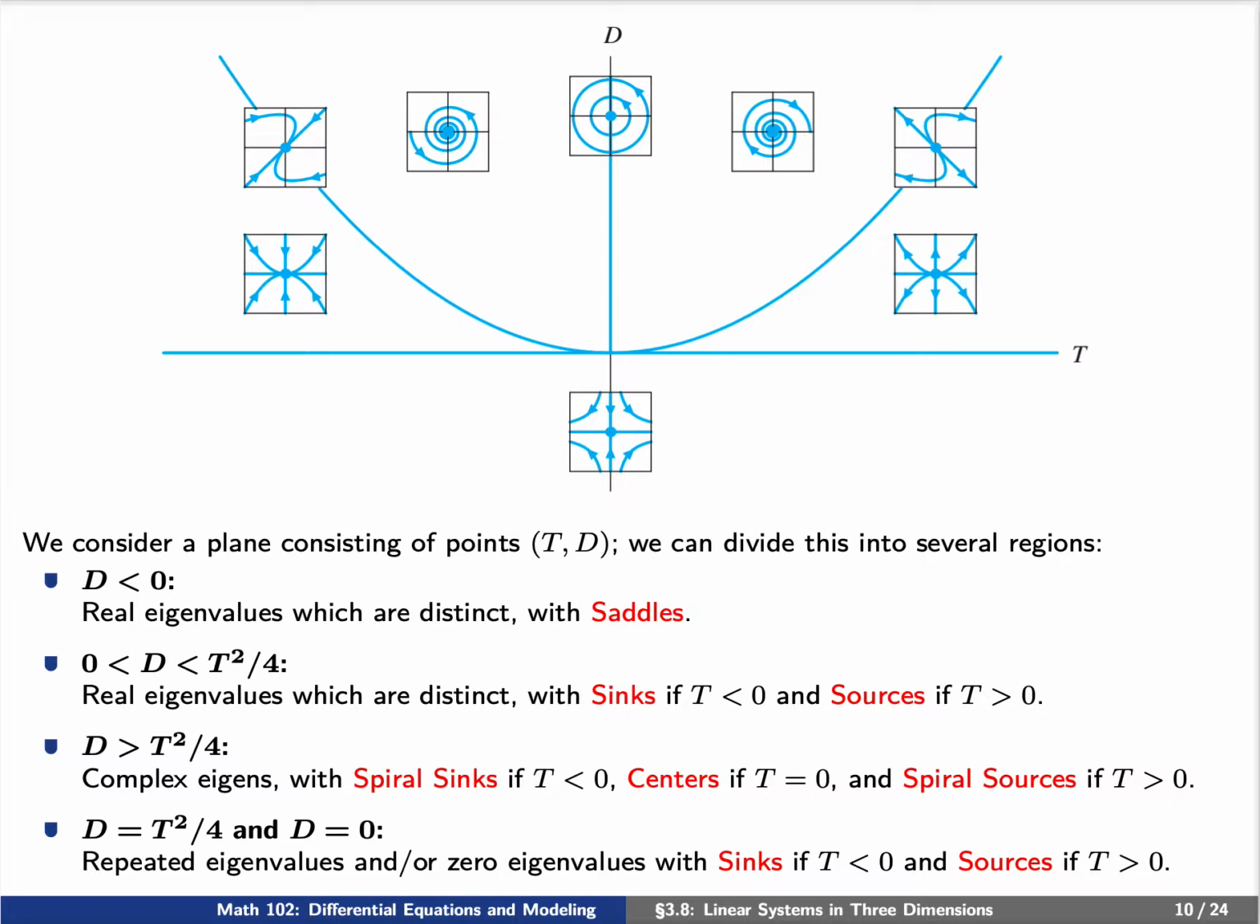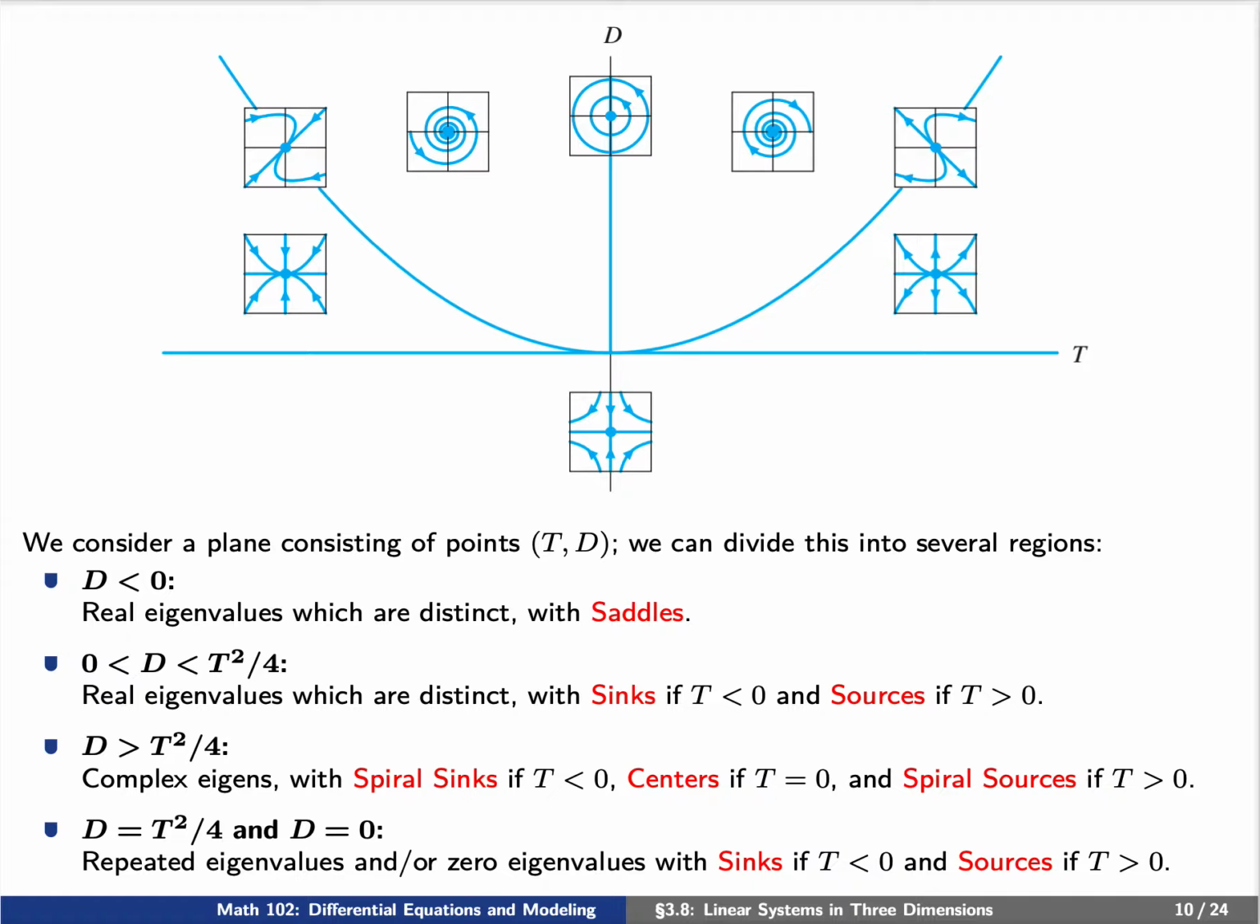Next, let's consider the region above the parabola. This is where D is greater than T squared over 4. In this case, we have complex eigenvalues. We have spiral sinks if we're on the left-hand part of the graph, that is if T is negative, centers if we're along the D-axis, that is if T is equal to 0, and spiral sources if we're on the right-hand part of the graph, that is T is positive.